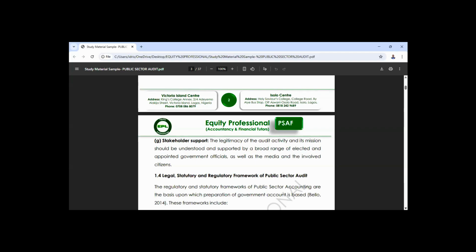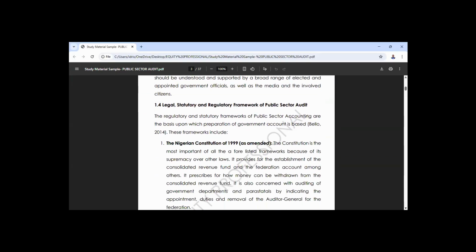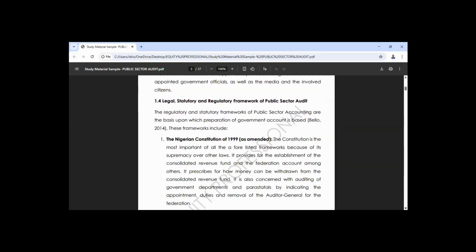Now, what is the legal and regulatory framework of public sector audit? We call it the legal, statutory, and regulatory framework of public sector audit. That means what are the laws that we need to follow while auditing government accounts. If you want to audit a ministry account, or a government agency account, what are the laws and regulations that you need to follow? So that is the legal and statutory framework of public sector audit.